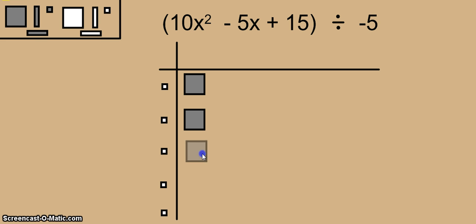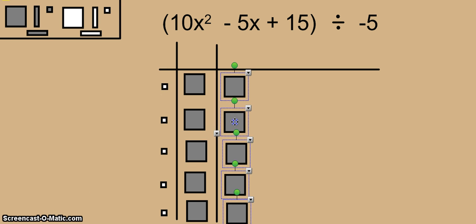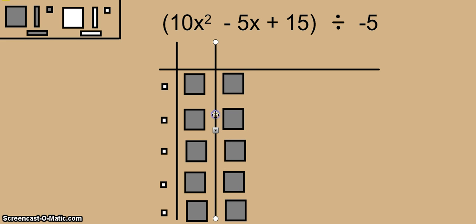So this will give us two groups of positive 5x squared. If I put in another group, that'll give us 10x squared all together. Then we need to model -5x coming down the side, again dividing it among our 5 negative unit tiles.